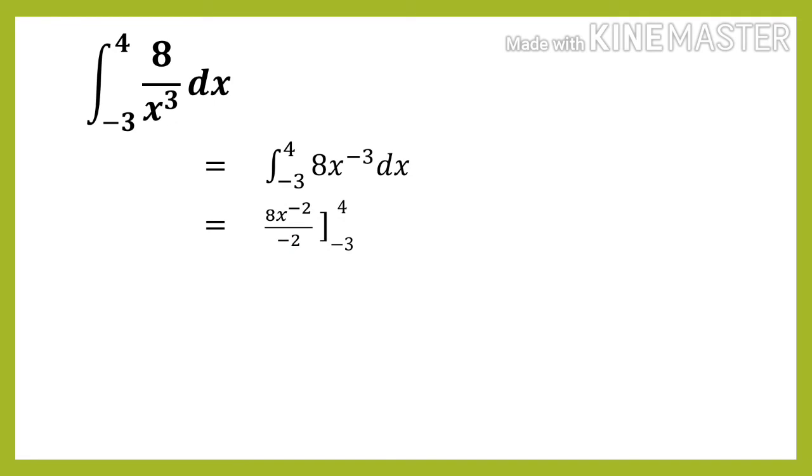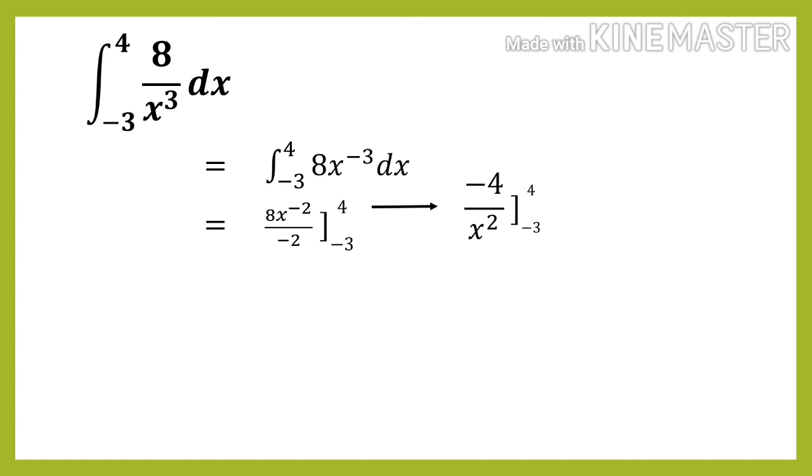Then, let's evaluate this from negative 3 to 4. But before we do that, let's simplify this expression first. 8 divided by negative 2 is negative 4. Then let's move back the x variable to the bottom. So it's gonna change to negative 4 over x squared. So now, we can plug in 4 and negative 3.